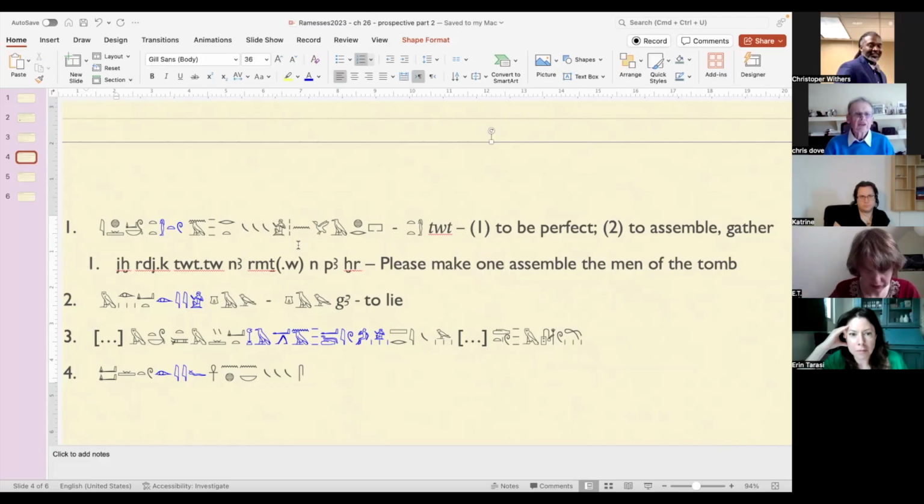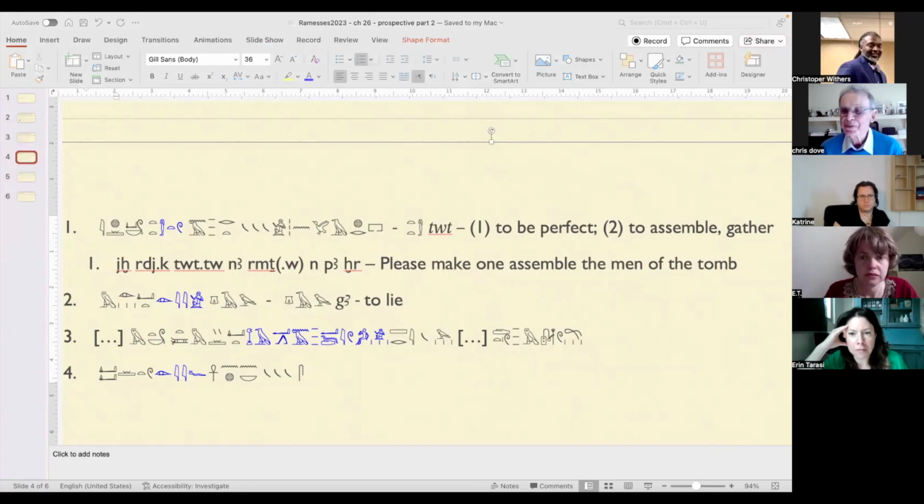Could that be a, what do you call it, a passive? I mean, please make be assembled the men of the tomb. I see what you're saying. Could you read that as a passive? Please give that the men of the tomb be assembled? Yes, I think you could. Maybe that's a bit of a stretch. I like to think about it as one, just because that's where it ultimately goes in Coptic, where they would say something like that. But you're right. At this stage of the language, you could also read that as a passive.